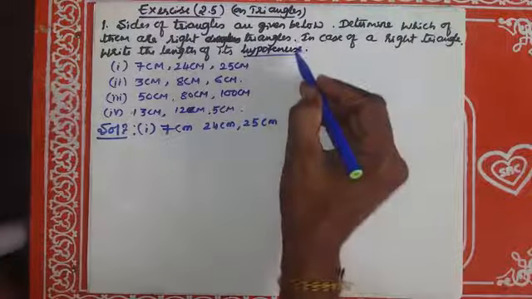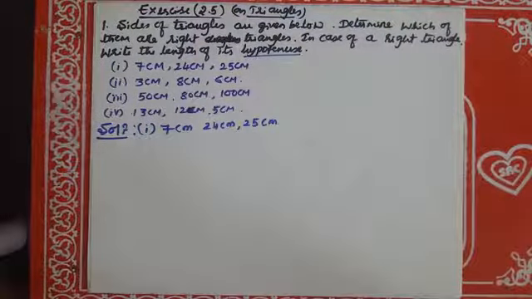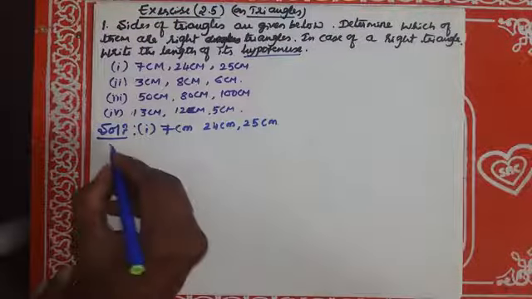What is the meaning of hypotenuse? The longest side in a right angle triangle, right? Let us see the solution.